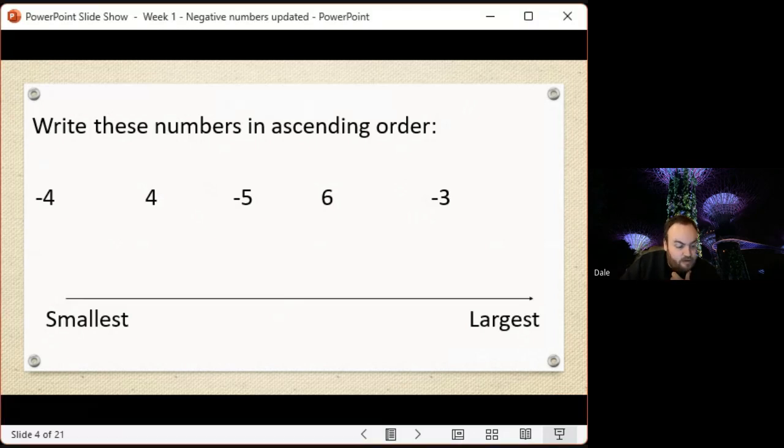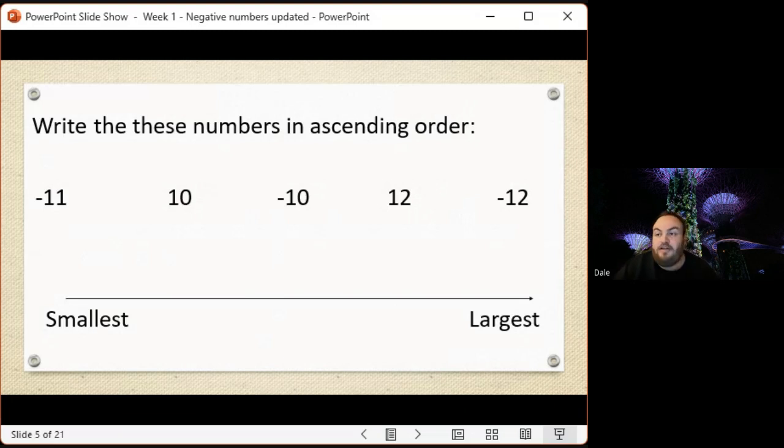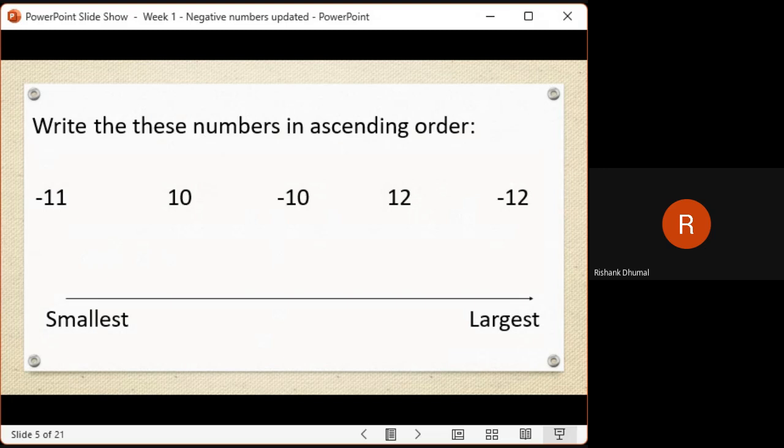Right, now we're going to move on to the next one. This time we're not going to type into the chat. It's going to be the first person who can unmute and shout out the answer. Who can shout out? You don't need to put your hands up to unmute and shout out. -12, -11, -10, 10, and 12.